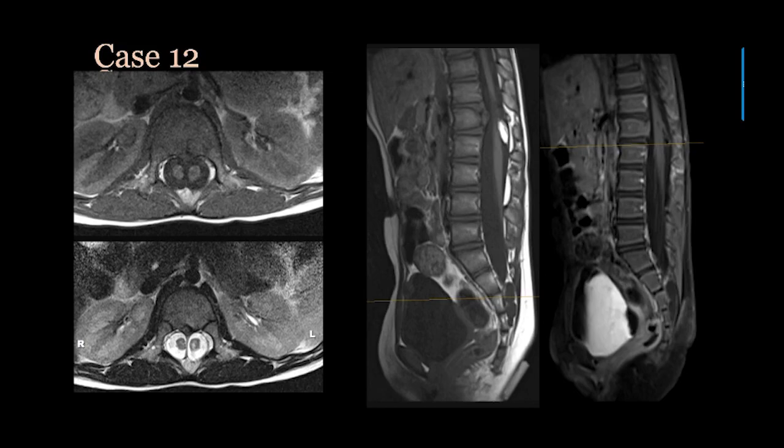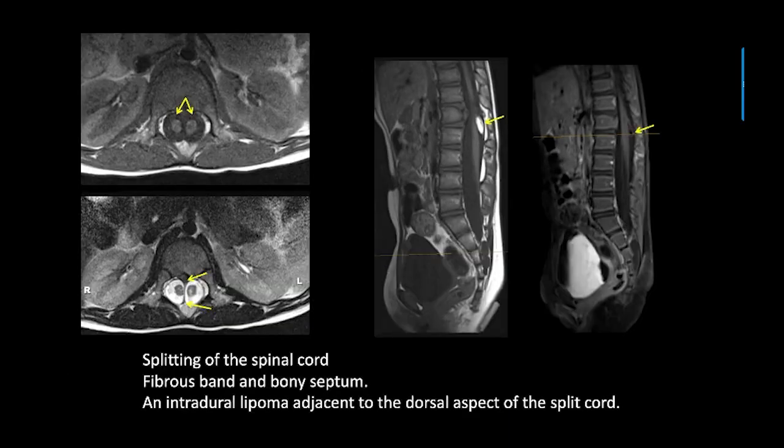Case number 12. I'll give you some seconds to look at it. In this example, we see splitting of the spinal cord. We see what looks like a septum in between the two halves of the spinal cord. It appears that the anterior aspect of the septum is bony and the posterior aspect is fibrous. It's hard to make that determination on MRI.